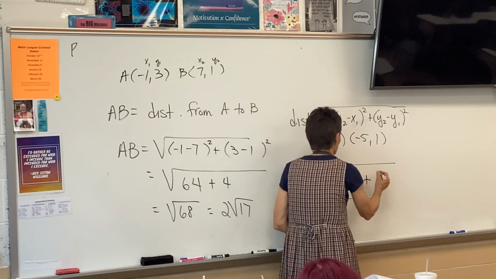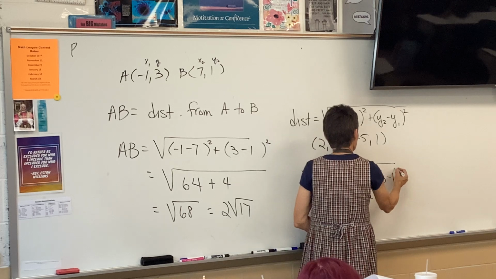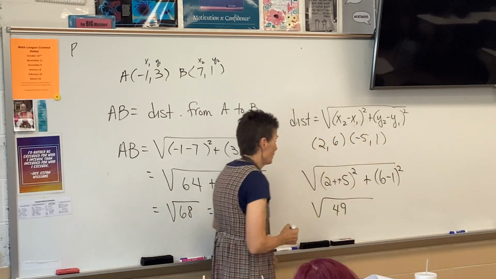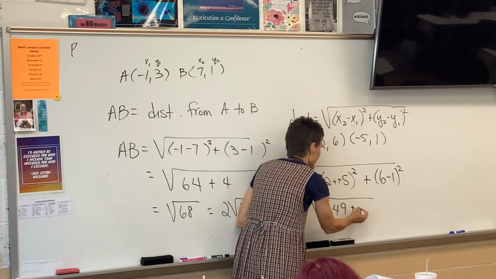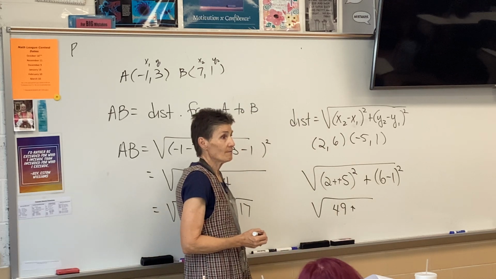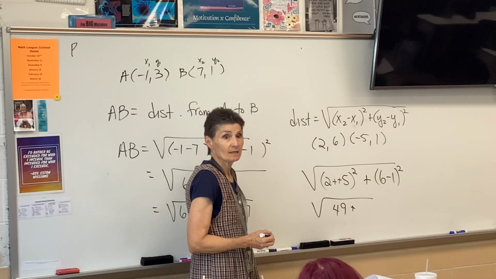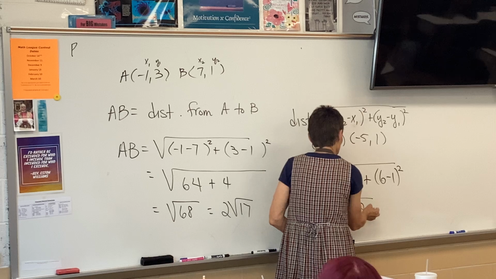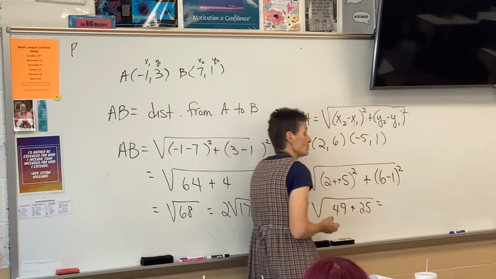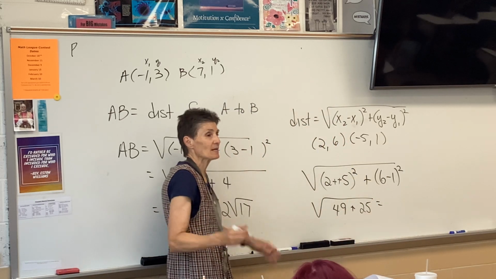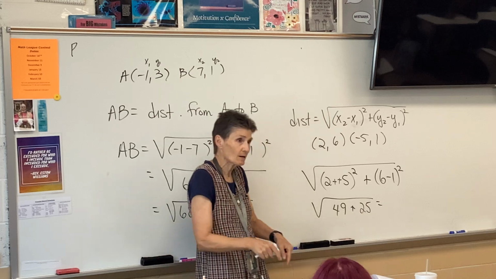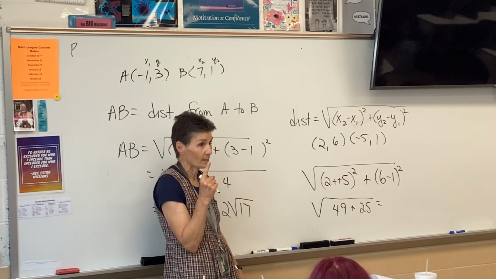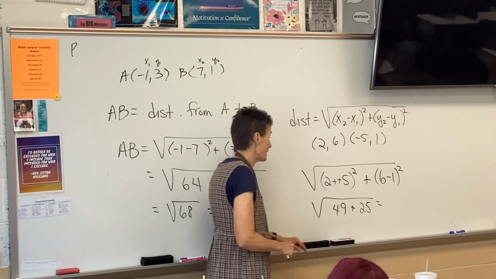Okay, now let's do our y's. 6 minus 1. Well, 6 minus 1 is 5, and squared is 25. I'm going to add those, and again, if you can't do it in your head, that's fine. You got a calculator sitting right there, or you're supposed to have a calculator sitting right there. Type it in, and what do you get?